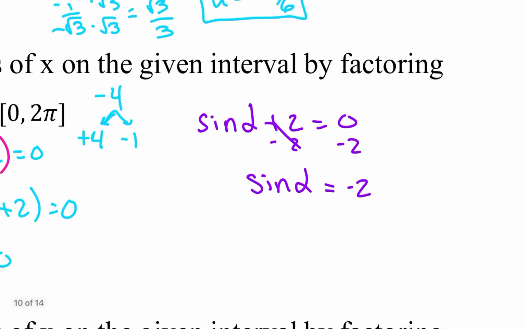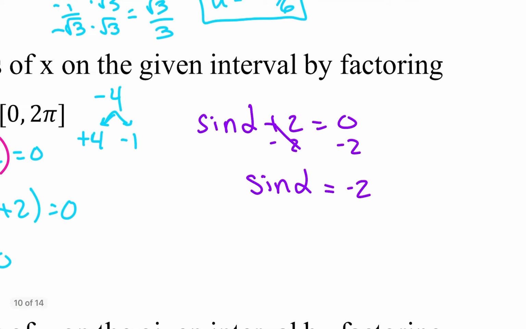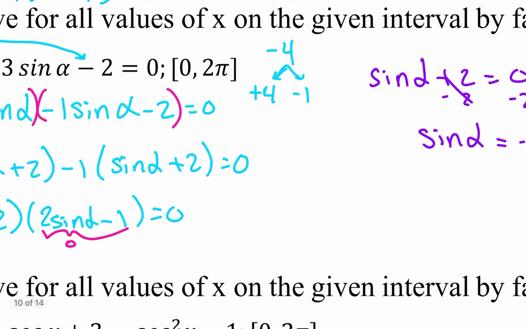Which, if you think about that, is negative 2 even on the unit circle? No. The unit circle only goes from negative 1 to 1. So because we got negative 2, we know this does not exist as a possible answer.